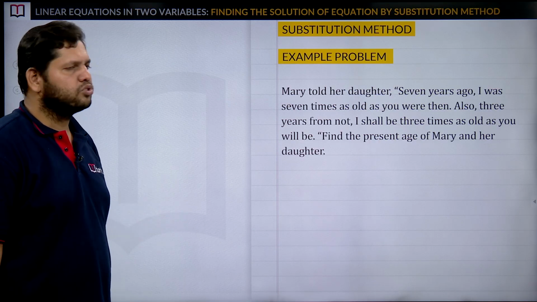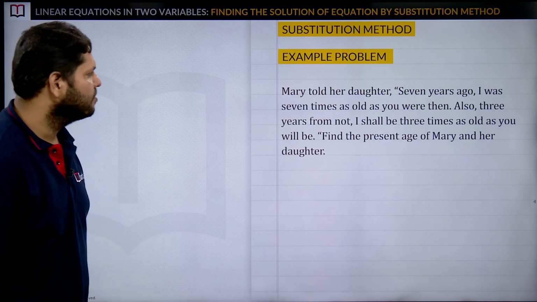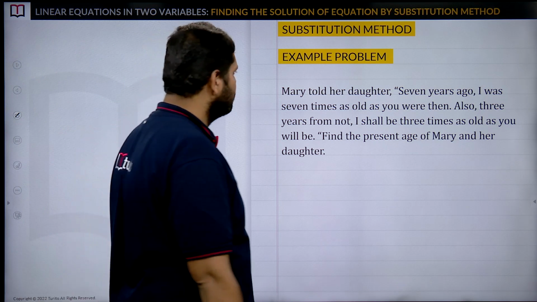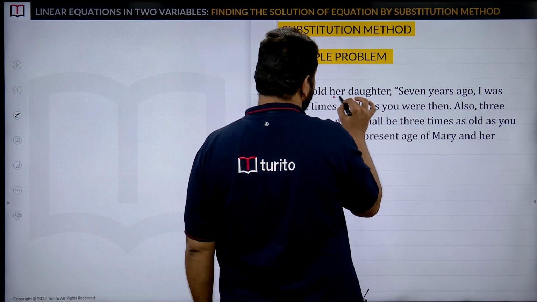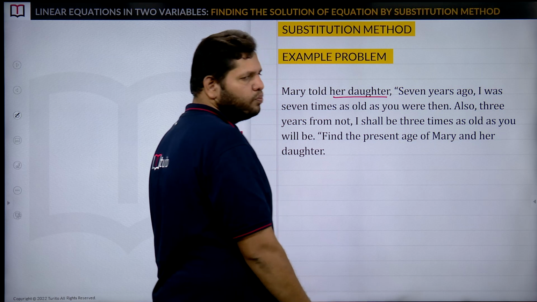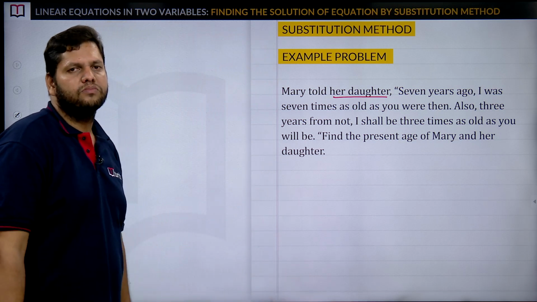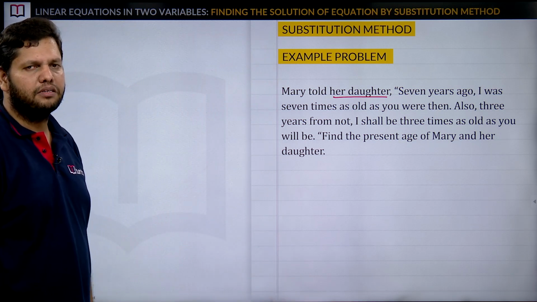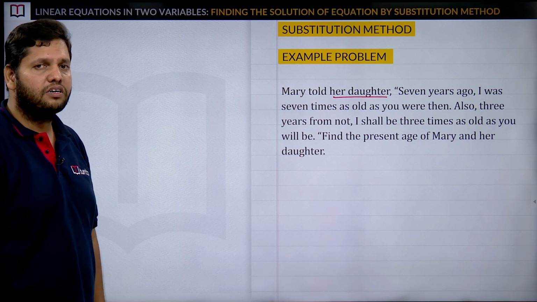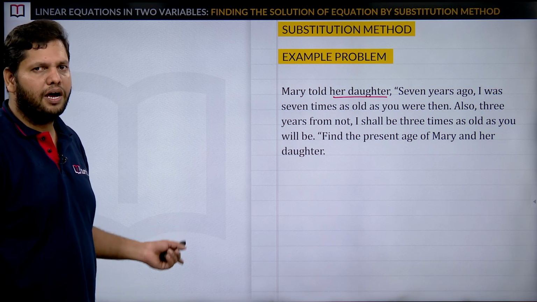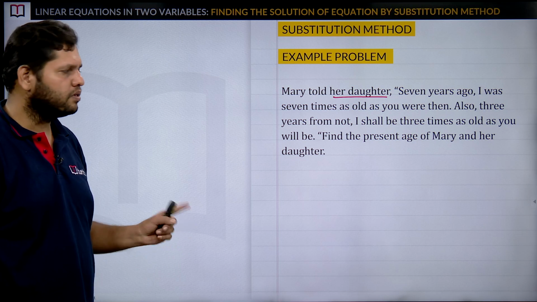Next one children, another question. Let us see. And this is also a word problem children. Mary told to her daughter. Children, here we have two people. So one person is what? Mary. Another person is what? Her daughter. So Mary and daughter, both two persons we have.